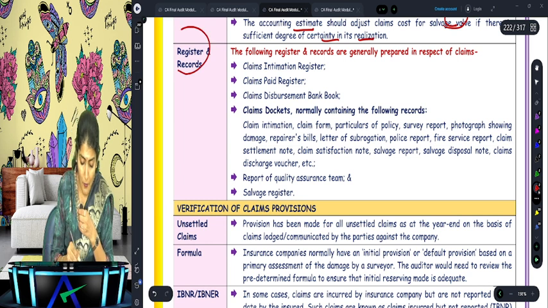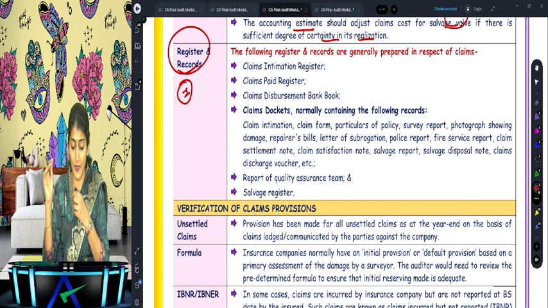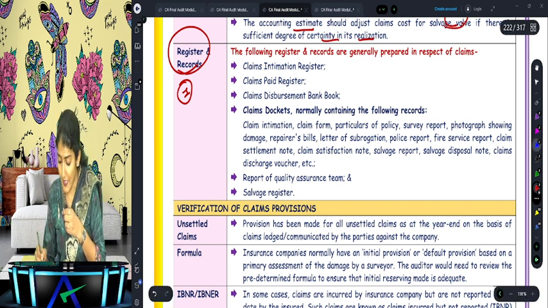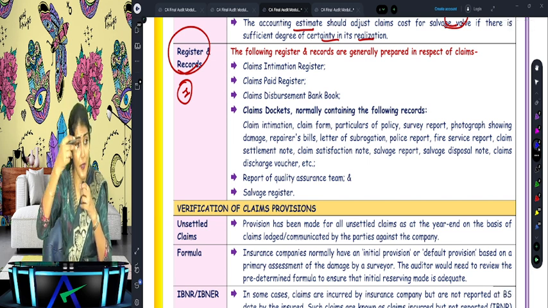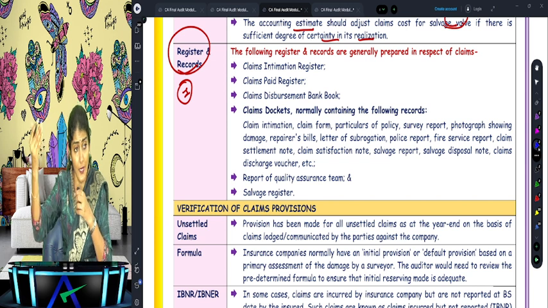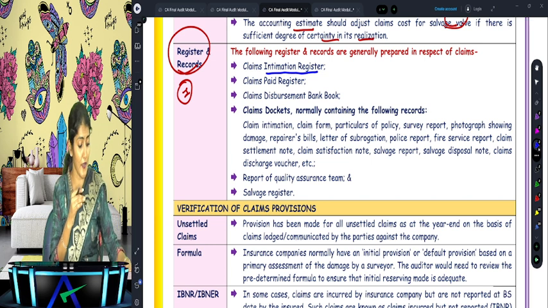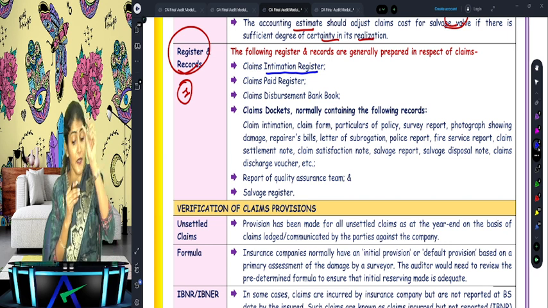Okay, right. So now coming to the first question, which is regarding the registers and records. What are the registers and records? This is something like the books of account which should be maintained by an insurance company with respect to claims. One, it says the claim intimation register. The moment a fire occurs in the company premises, one, you call the fire engine department, and second, you call the insurance company and tell them a fire has occurred. Then you fill the claim docket and everything. So, the claim intimation register.